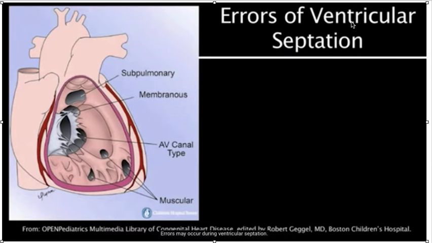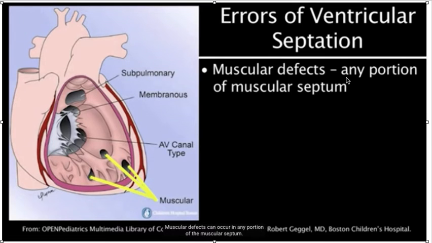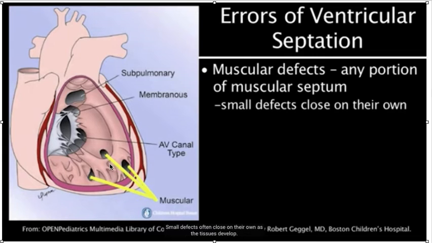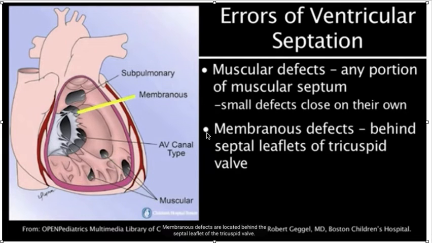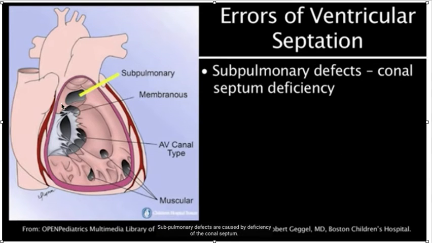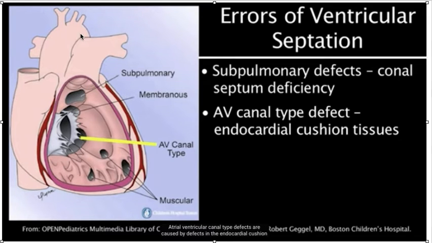Now, what happens in errors of ventricular septation? They could be muscular defects, any portion of the muscular septum. Okay? The small defects can close on their own. But then we have the membranous defects that are lying behind the septal leaflets of the tricuspid valve. And then we have the subpulmonary defects called the conal septum deficiency. And we have the AV canal type defects with the endocardial cushion tissues.